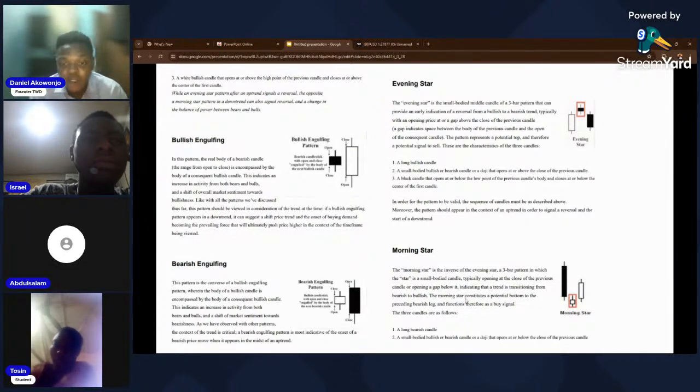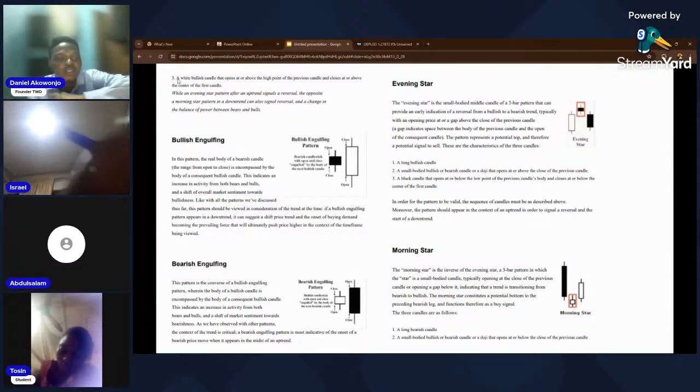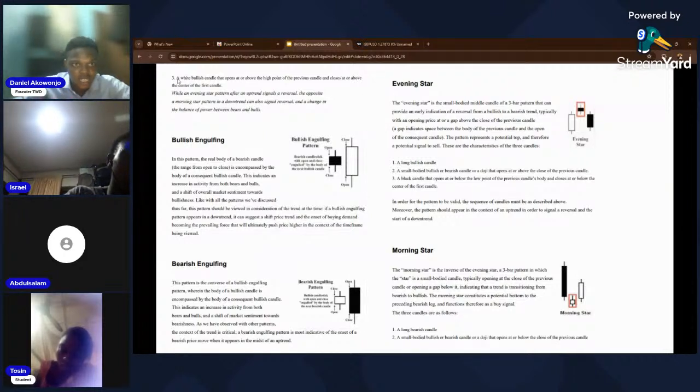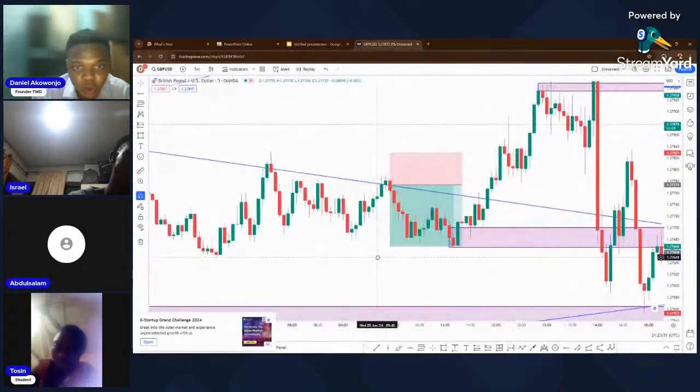So now, for you to confirm your morning star, you must see a long bearish candle, a long red candlestick. You understand? A small bodied bullish, which is the major distance that we are focusing on. Then the next one you have to see is the blue or the green bullish candle, that opens at or above the previous candle and closes at or over the center of the candlestick.